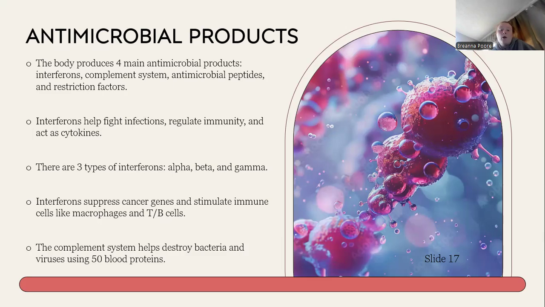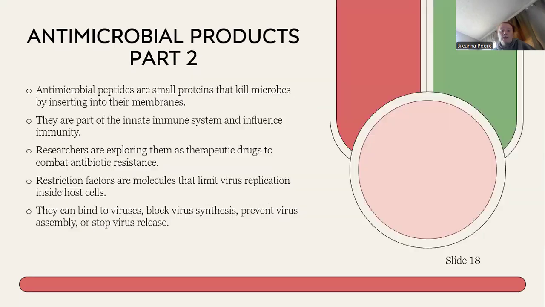The complement system helps destroy bacteria and viruses using 50 blood proteins. Antimicrobial peptides are small proteins that kill microbes by inserting into their membranes. They are part of the innate immune system and they influence immunity. Researchers are exploring them as therapeutic drugs to combat antibiotic resistance.